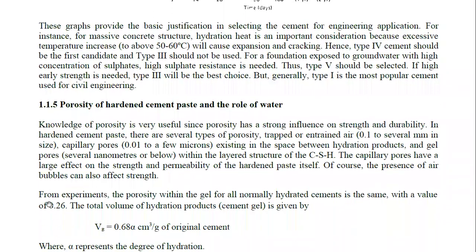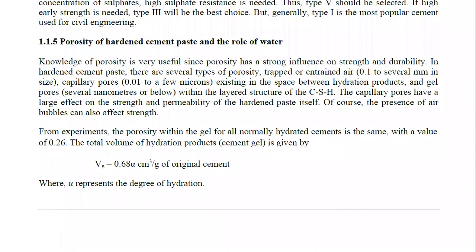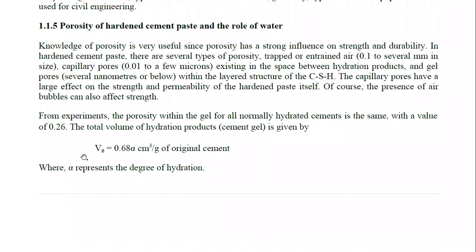Next topic is porosity of hardened cement paste and the role of water. So knowledge of porosity is also very useful for the study of the strength and durability of concrete. In hardened cement paste, there are several types of porosity: trapped or air entrained, 0.1 to several mm in size; capillary pores, which are of size 0.01 to a few microns, existing in the space between hydration products; and gel pores within the layered structure of calcium silicate hydrate gel.